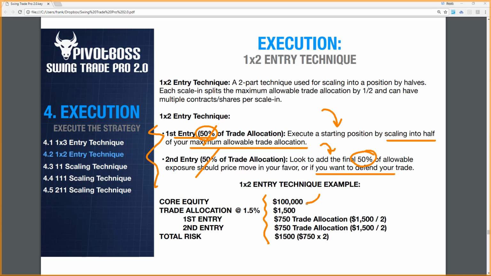The same 100K, the same 1.5% trade allocation, so the same $1,500 max allowable trade allocation for that opportunity. But for the first entry, we're going to use half of it and go 750 of allowable trade allocation. On the second entry, we will add the last 750 of trade allocation for a total risk of 1,500 bucks. So 750 by 2. And again, very, very simple concept. Let's take a look at an example.